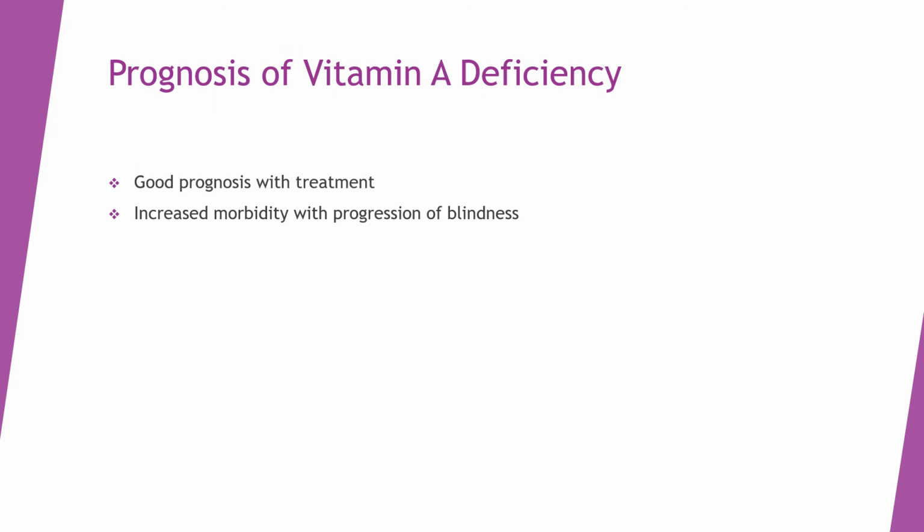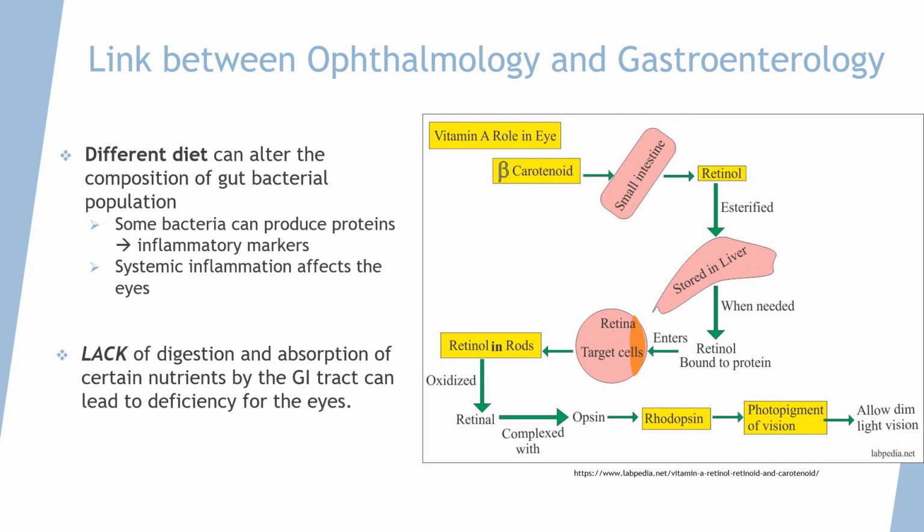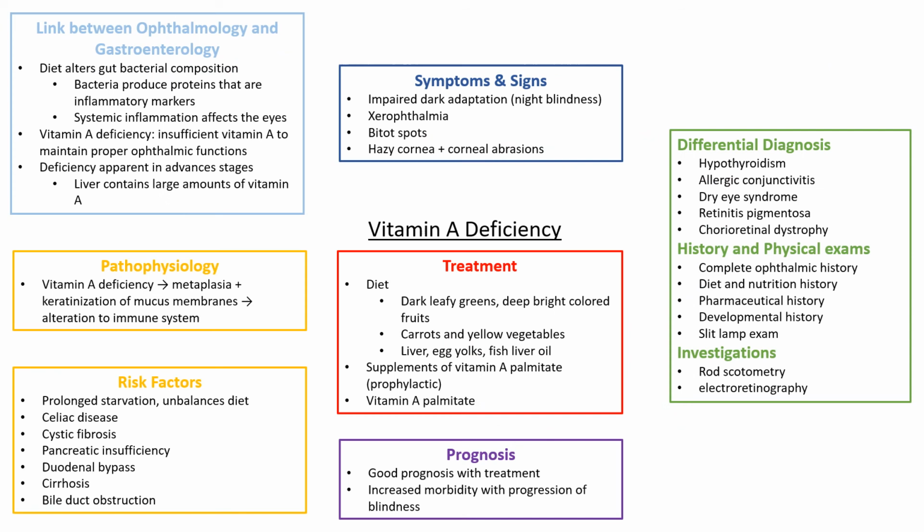Prognosis of the deficiency is good with treatment and supplementation. There's increased morbidity with the progression of blindness. So hopefully we were able to show you that vitamin A deficiency is a problem in both the ophthalmology and GI realm. And here is a summary slide with everything we've talked about with regards to vitamin A deficiency.